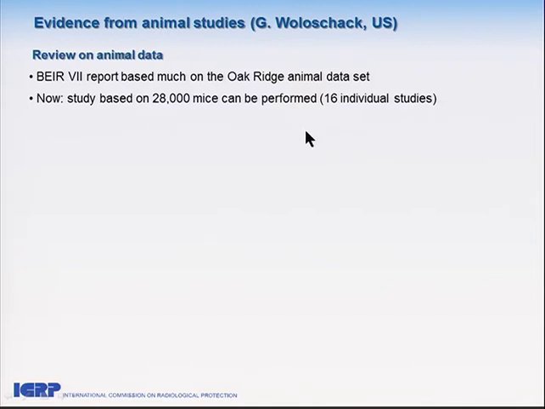What you should keep in mind is that the BEIR 7 report, 10 or 9 years ago, used animal data, but they just used one data set from Oak Ridge. This was the best they could do at that time. But nowadays, with the databases available, one in the US, the Janus database, and another one in Europe, one can have a look at many more data from historic mouse animal experiments.